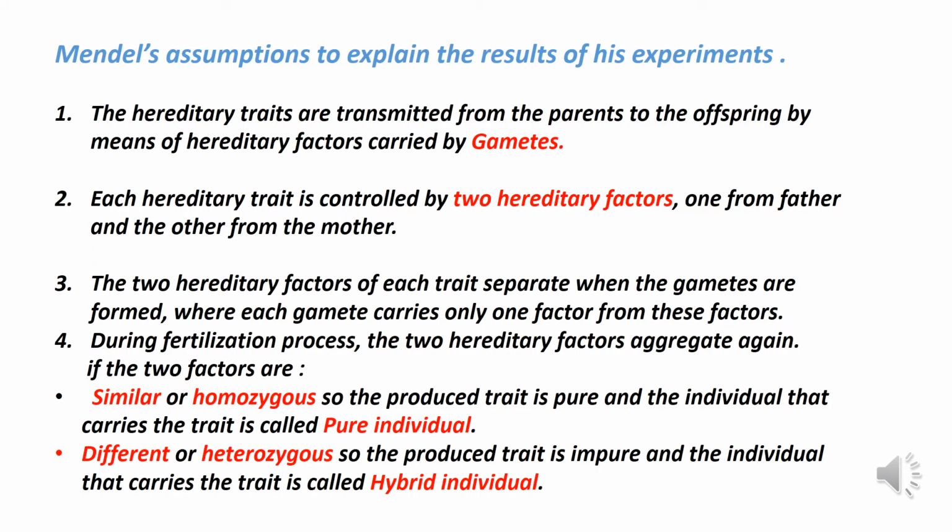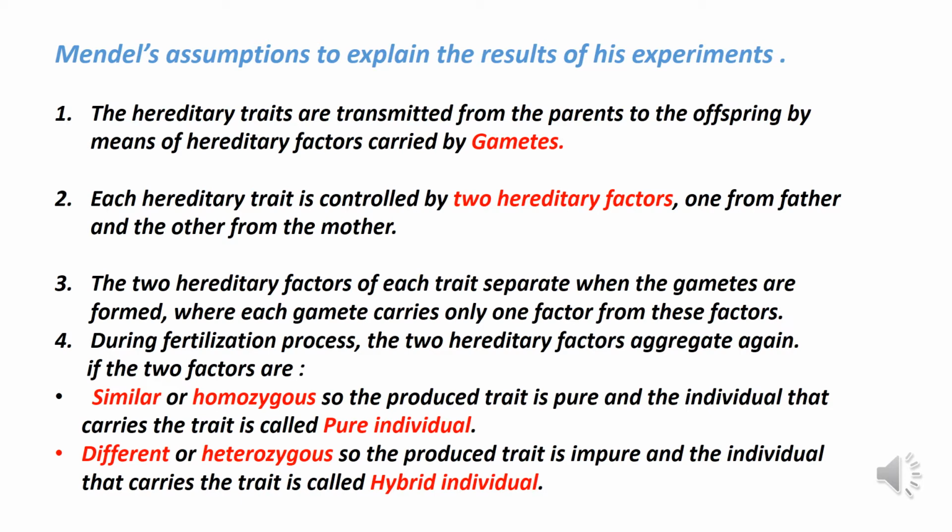Mendel's assumptions to explain the results of his experiments. The hereditary traits are transmitted from the parent to the offspring by means of hereditary factors carried by gametes. Each hereditary trait is controlled by two factors, one from the father and the other from the mother. The two hereditary factors of each trait separate when the gametes are formed, where each gamete carries only one factor from these two factors.